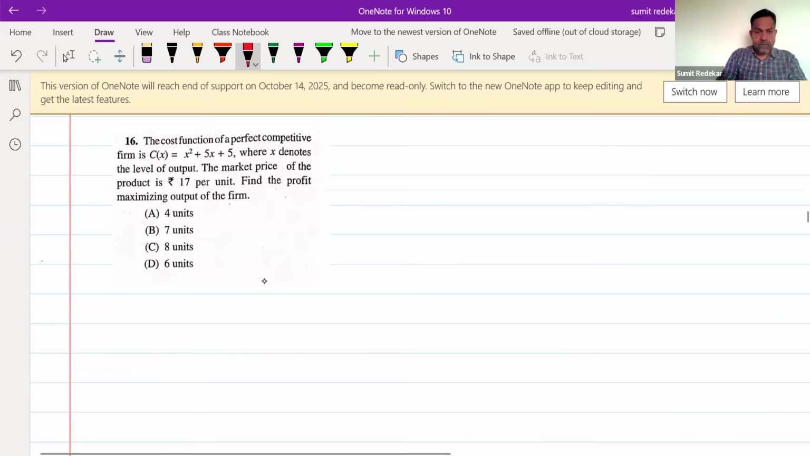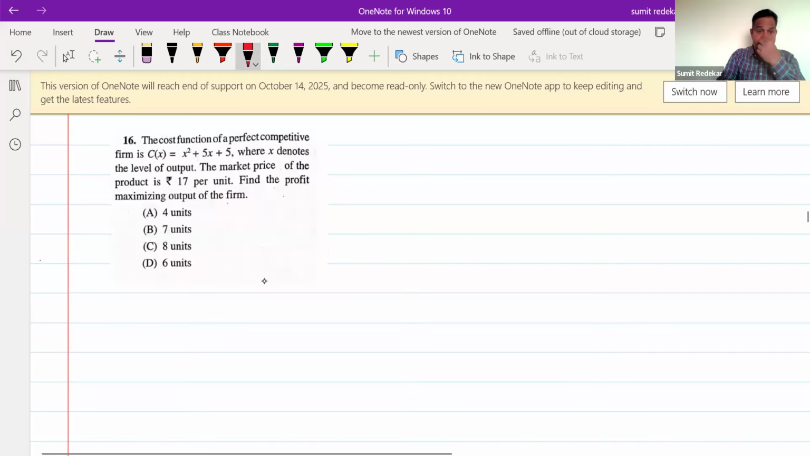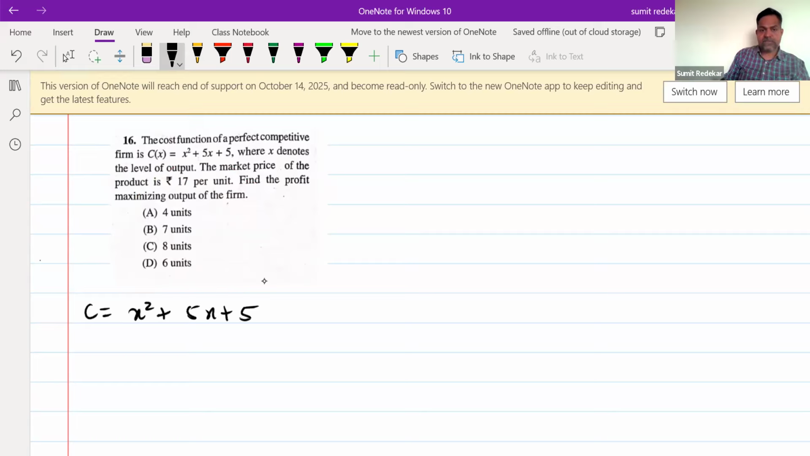Question number 16. The cost function of perfect competition is given by, where x denotes the level of output. The market price of the product is 17. Then the profit maximizing output is. आपको क्या क्या दिया है? आपको cost function दिया है, which is x square plus 5x plus 5. Then there is a price given to you, which is 17. आपको प्रॉफिट मैक्सिमाइज करने बोला है.